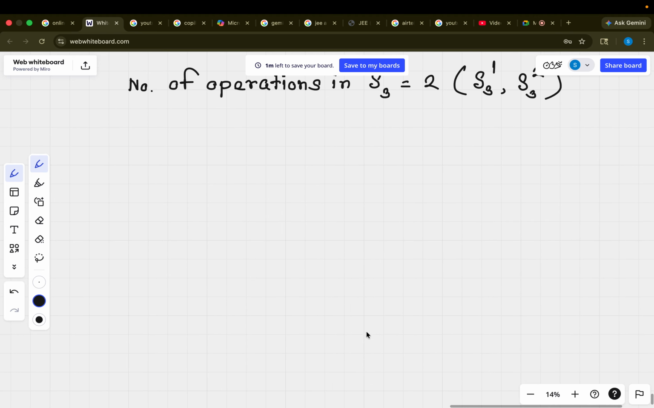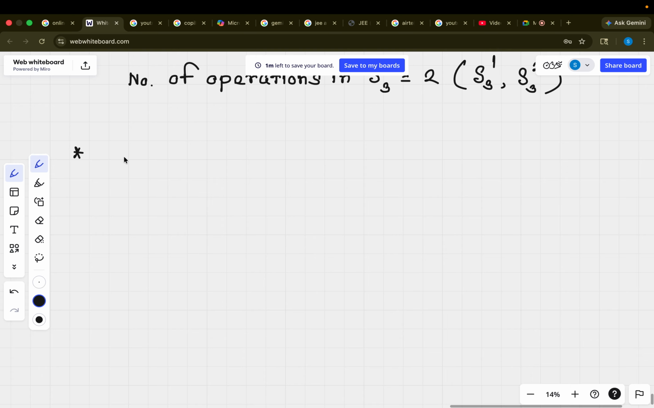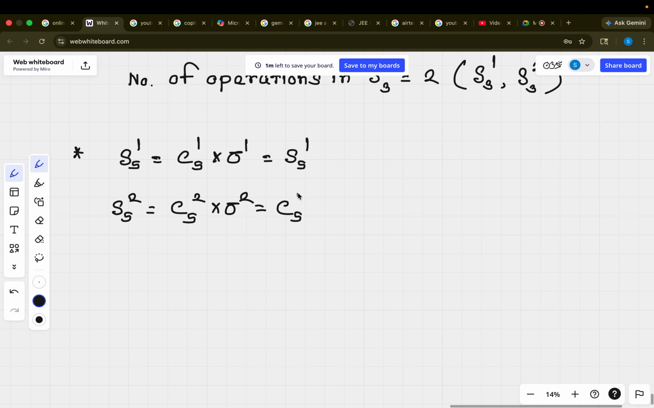Now next, we will find out for S5. So if I have S5 1, S5 1 means what? You can write it like this: C5 1 into sigma 1. So this C5 1 into sigma 1 is also equal to your S5 1. Now you just write down here S5 2. That will be C5 2 into sigma square. So sigma square is equal to E. So you write down C5 2 into sigma square is equal to E, so that means C5 square.